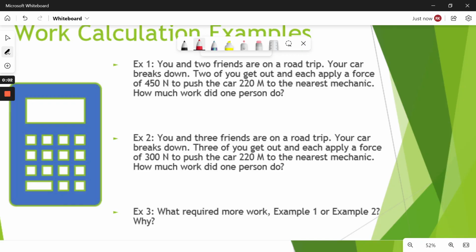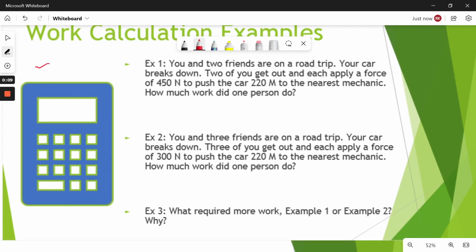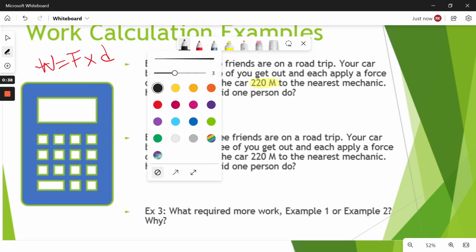All right, so here are our examples. First of all, let's remember what the equation is. So I'm going to write it over here. Work is force times distance. All right, so for our first one, example 1: you and 2 friends are on a road trip. Your car breaks down. 2 of you get out and each apply a force of 450 newtons to push the car 220 meters to the nearest mechanic. How much work did one person do?